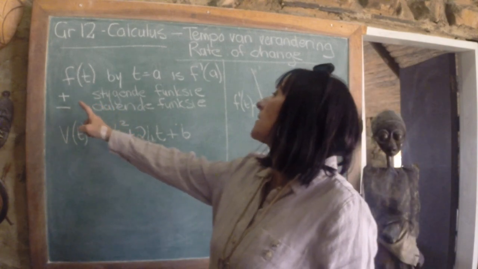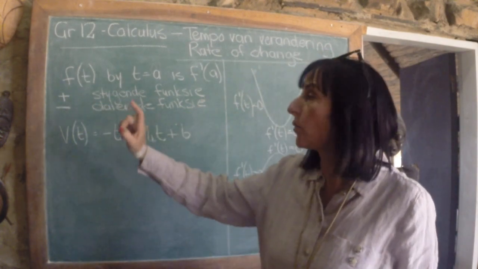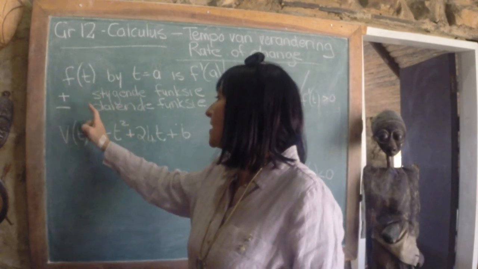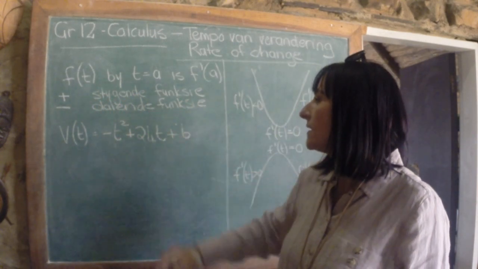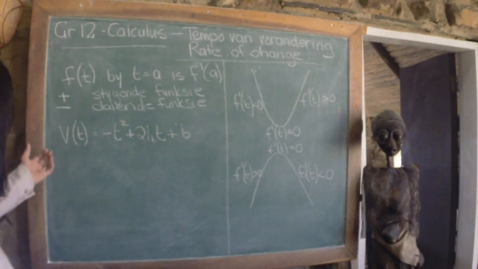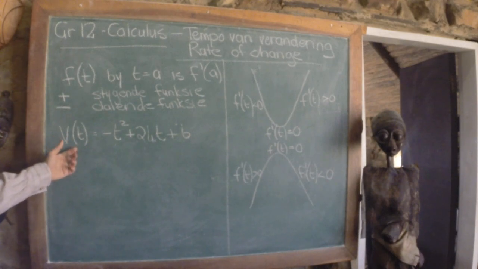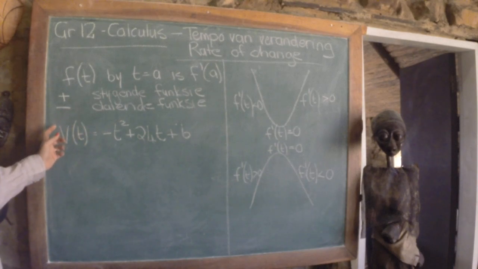Wanneer die tempo van verandering positief is dit 'n stygende funksie, and when the rate of change is negative, the function is decreasing. Kom ons kyk na die funksie f(t), en hierdie funksie wys die tempo van verandering van die volume van water binne in 'n watertank.